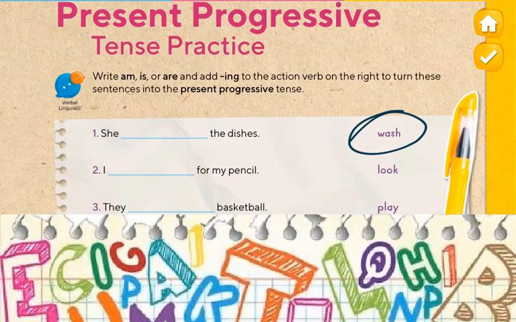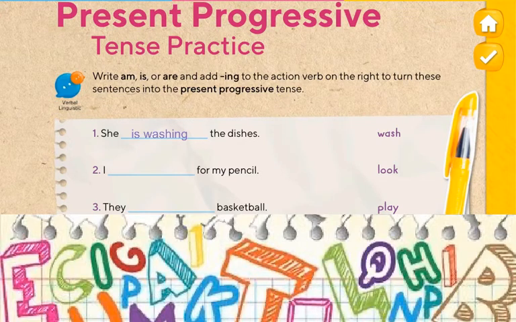And we have to write before this am, is, or are. So, if the pronoun is she, which form of the verb to be do we use? Am, is, or are? Correct. She is washing the dishes. Very good.